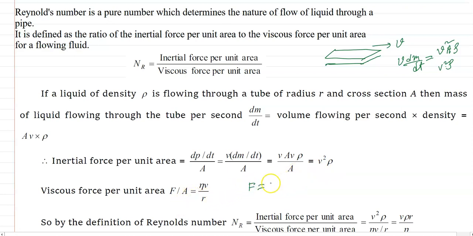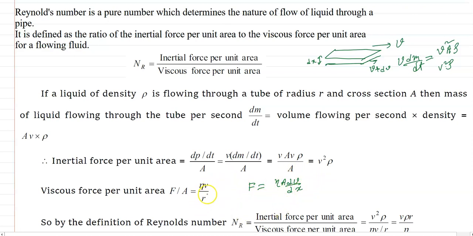The viscous force per unit area we will discuss in the next class. That viscous force will be eta A dv by dx. dx is the distance between two layers, and dv is the velocity difference between two layers. If the upper layer has velocity v, the lower layer has velocity v minus dv or v plus dv, then this velocity difference is dv, and dv by dx is the velocity gradient. dv by dx is called the velocity gradient, and the force is eta A dv by dx.